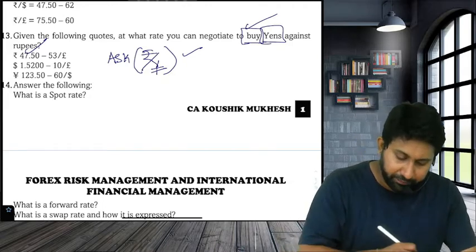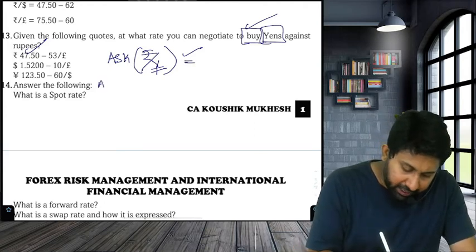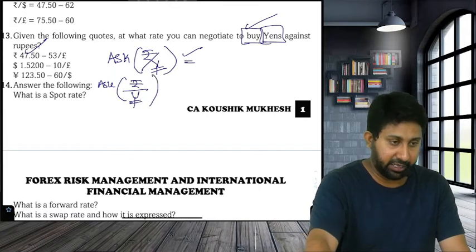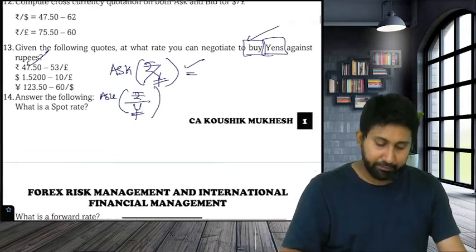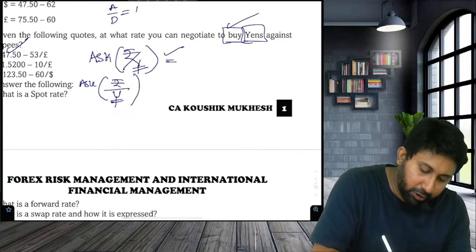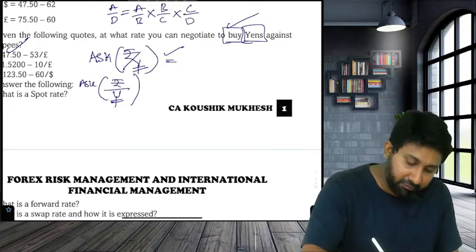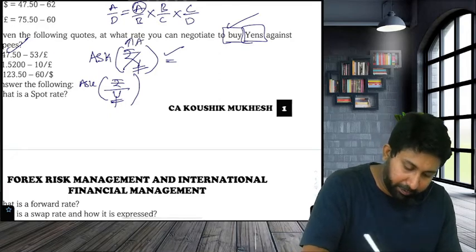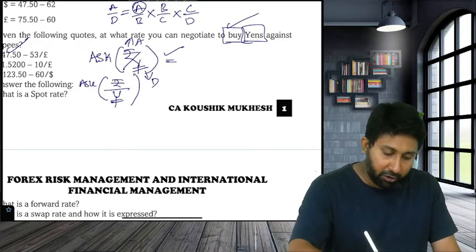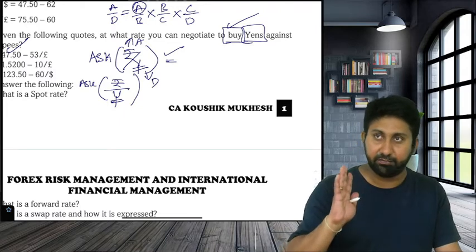So ask of rupee by yen equals, rupee by yen are not quoted against each other. Now see here, this will be A by D equal to A by B into B by C into C by D. We want A, A is rupee, and D is yen. Now we want A by D, equal to A by B into B by C into C by D. This is the given one.